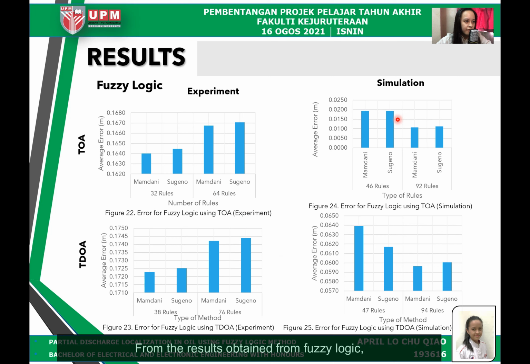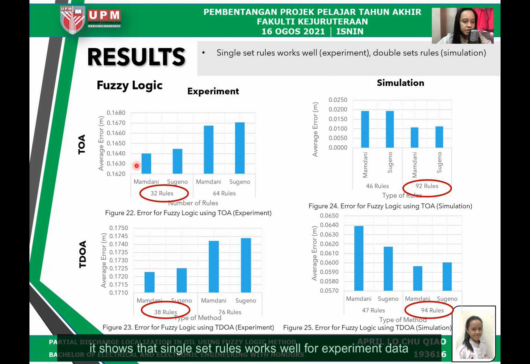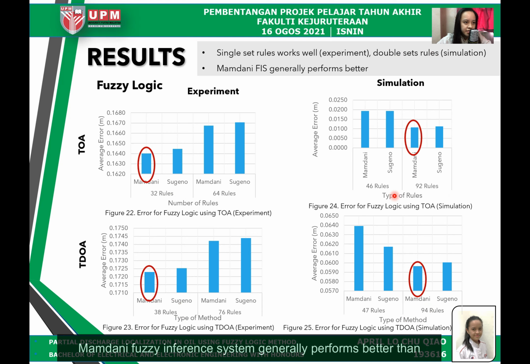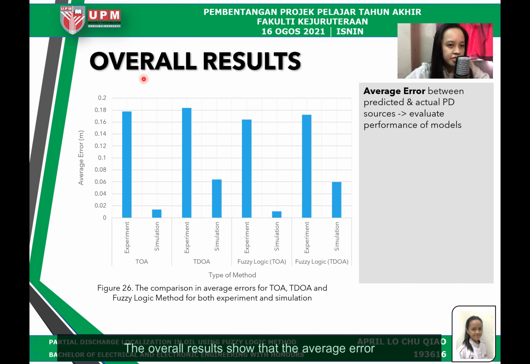From the results obtained from fuzzy logic, it shows that single set rules work well for experiment data, and double set rules work well for simulation data. Mamdani fuzzy inference system generally performs better than Sugeno because the Mamdani system has a more intuitive approach and is a more interpretable rule-based system. The overall result shows that the average error between predicted and actual PD sources is used to evaluate the performance of models.